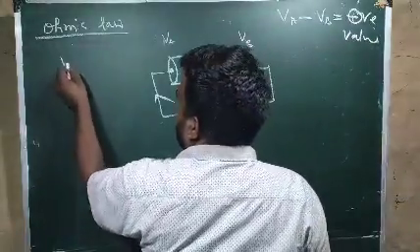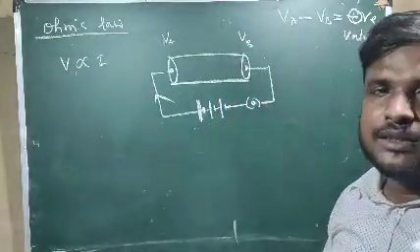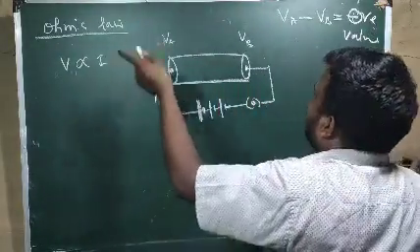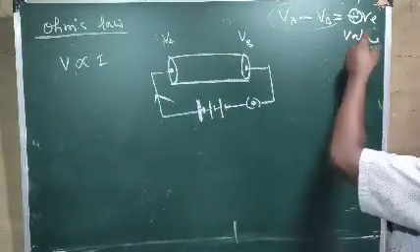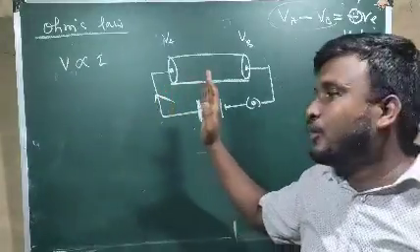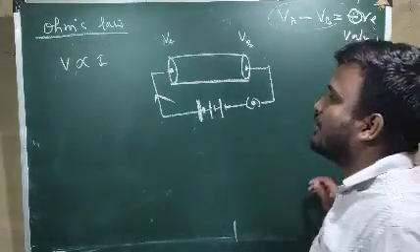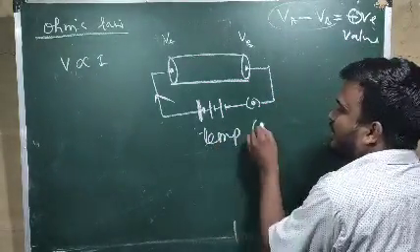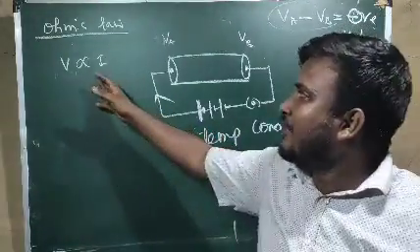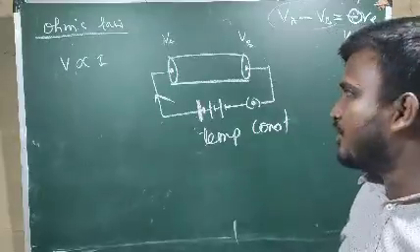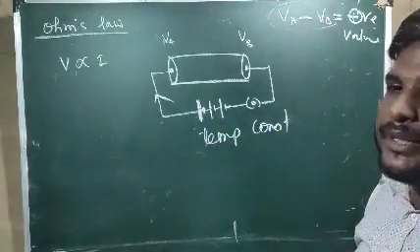So according to him, V is proportional to I. If potential difference is more, then current will be more; if potential difference is less, current will be less. But one more thing he said: this current is proportional to potential difference only when temperature remains constant. If temperature varies, then I and V will not be proportional. So this V proportional to I is a case only when temperature remains constant.